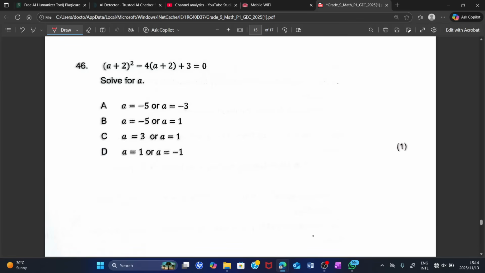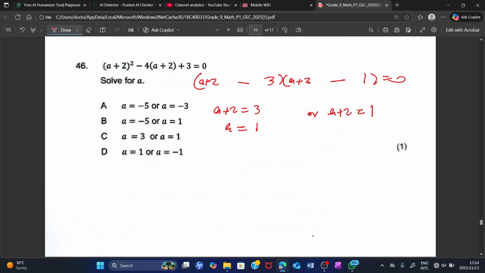Now, if you can check here, you can factorize this. You can see here there is a squared. You can say a plus 2, a plus 2. 3, you write 3 here and 1. You put minus here and minus. So which means a plus 2 is equal to 3. A is equal to 1. Or a plus 2 is equal to 1. A is equal to minus 1. Okay. So the answer is A is 1 and minus 1. So the answer is D.